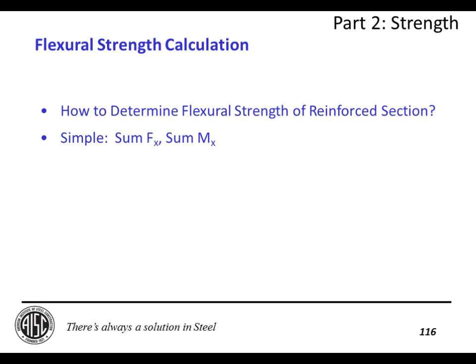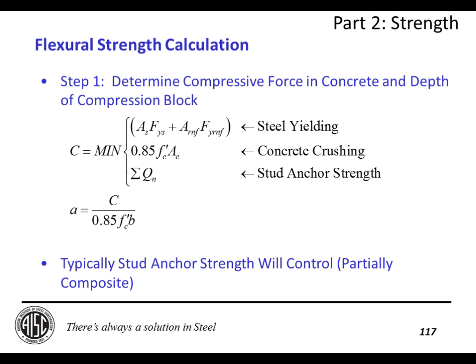Okay, so how do you actually determine the flexural strength of a reinforced section? It's pretty easy. Use some forces in the x direction and use some moments. So step one is to determine the compressive force in the concrete and the depth of the compression block. That's just the minimum of steel yielding, concrete crushing, or your stud anchor strength. And then your effective depth of the compression block is given by a.